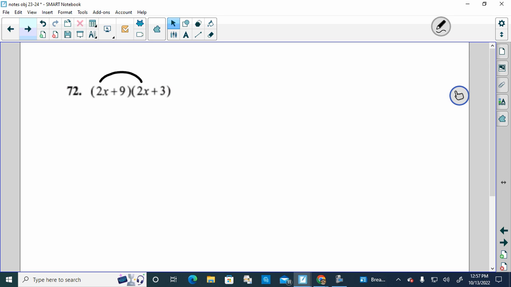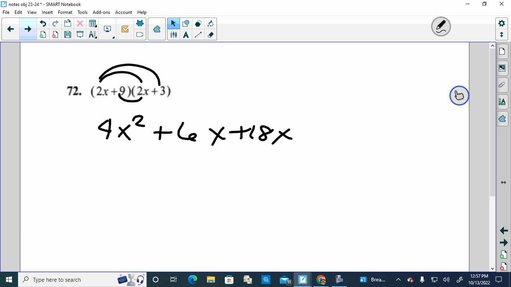Okay, so distributing, so 2x times 2x would be 4x to the second. And then 2x times 3, so it would be 6x. And then 18x. And then 9 times 3 would be 27. And then we're just combining our two middle terms just like we did in the last one. So that would make it 24.